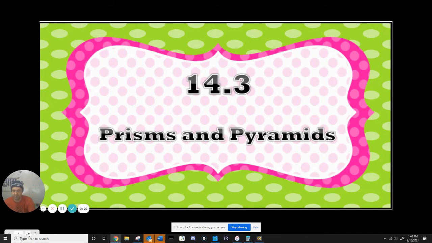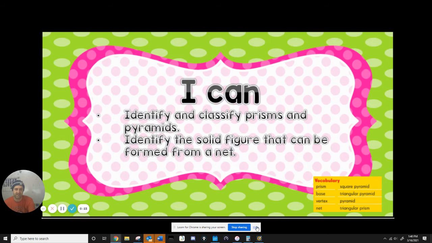Our goals today are to be able to successfully state that I can identify and classify prisms and pyramids and identify the solid figure that can be formed from a net. What kind of solid figure could you form from a net? It's mesh. No, not that kind of net. We'll get there. Take a look at your vocabulary. Quite a few words we need to go through today. Base we've seen before, but we're going to use it in a different way. We've also got prism, pyramid, net, vertex. Keep an eye out for all of those.